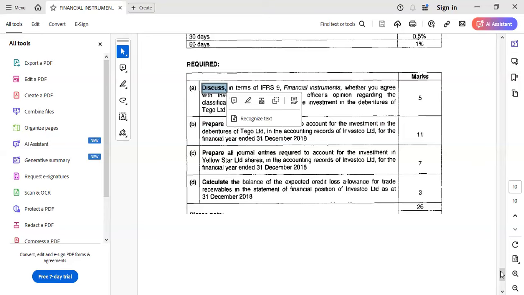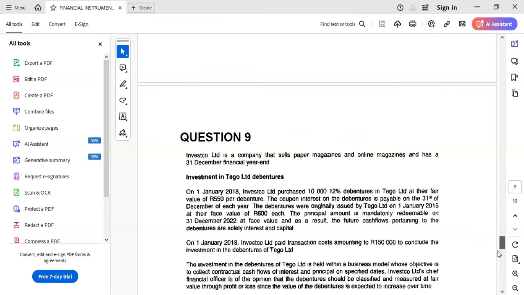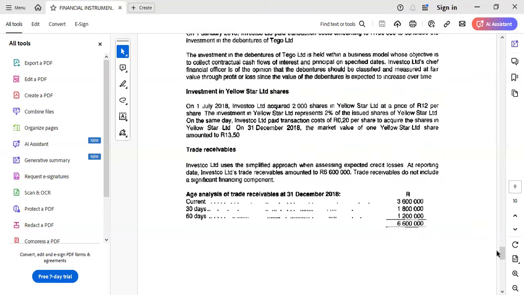Right, Yellow Star Limited shares. On 1 July 2018, Investco Limited acquired 2,000 shares in Yellow Star Limited at a price of 12 rand per share. The investment in Yellow Star Limited represents 2% of the issued shares of Yellow Star Limited. On the same day, Investco Limited paid transaction cost of 20 cents per share to acquire the shares. On 31 December, the market value of one Yellow Star Limited share amounted to 13.50 rand. Right. This one, it's an investment.